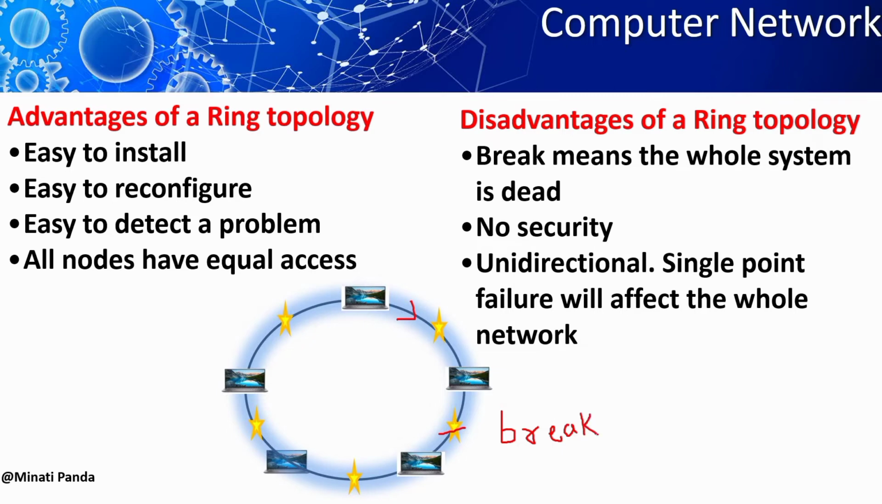Suppose the source wants to send confidential data to the destination node, which is its neighbor node. But as the ring topology is unidirectional in nature, the confidential data will pass to each and every node before it reaches the destination node. There is no security in ring topology.